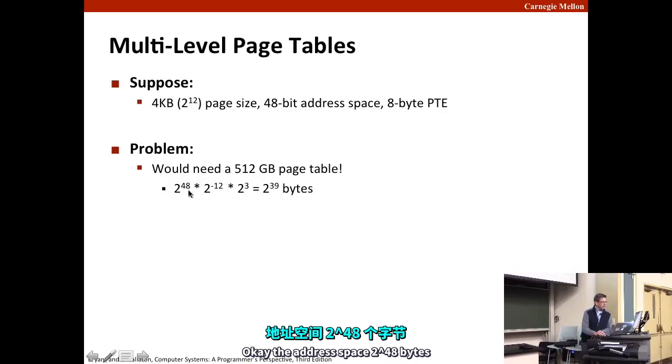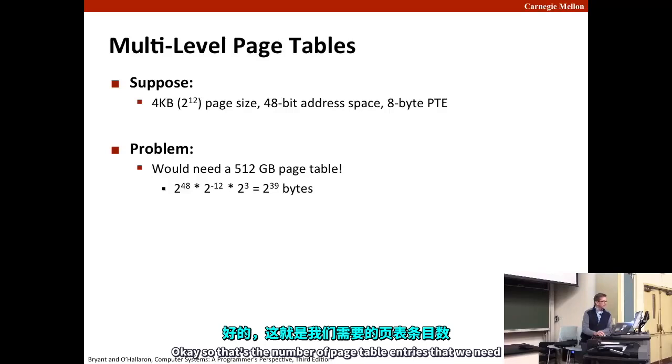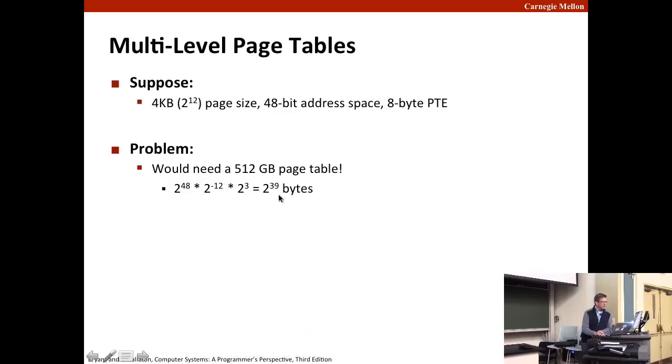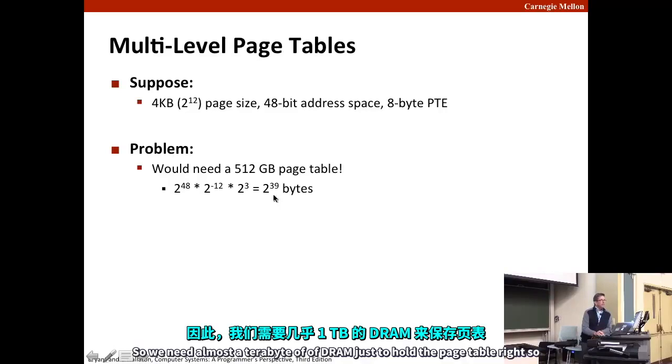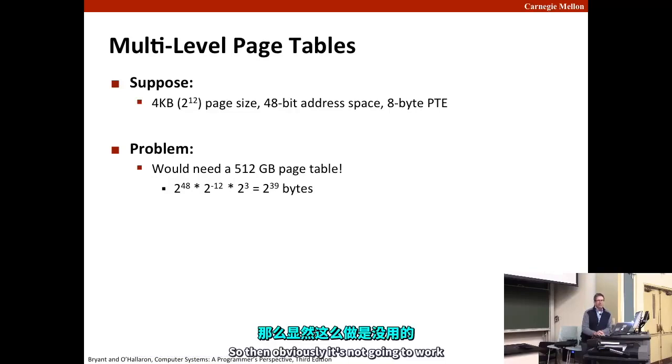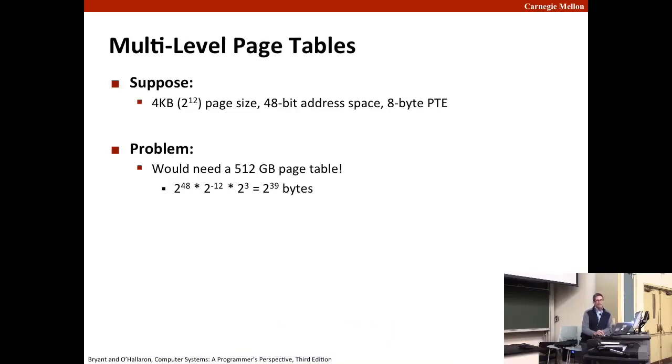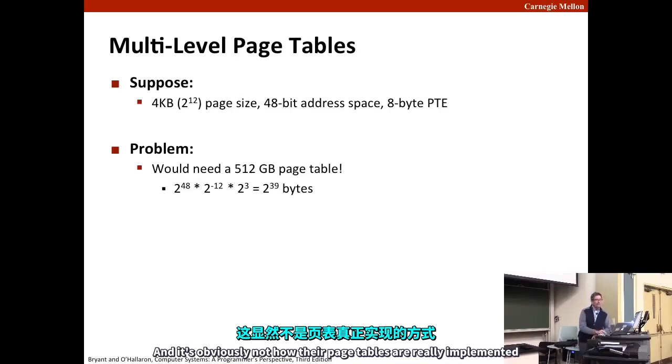Okay, 2 to the 48th bytes of address space, divided by 2 to the 12th bytes per page. That's the number of page table entries that we need. And then the size of each page table entry is 8 bytes. So we'd need almost a terabyte of DRAM just to hold the page table, right? So that obviously is not going to work, and it's obviously not how page tables are really implemented.